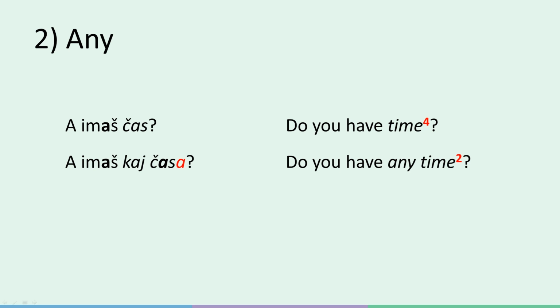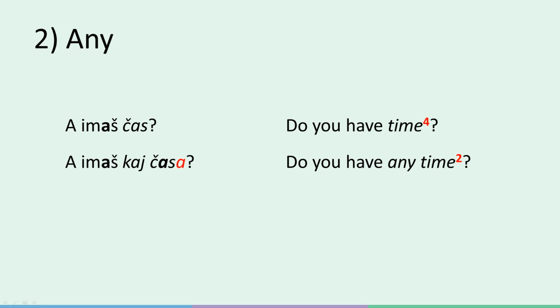However, in a imaš kaj časa, which translates as do you have any time, there's an additional a ending in čas, and you can see from the English sentence that the word time is then used in the second case or the genitive. Now the genitive is used, among other things, similar to the English of phrase. I know there's no of in the phrase any time, but think of the English a lot of, as in a lot of time. That's the genitive in Slovene. But asking a question with any also requires the genitive in Slovene, and that's why we have časa instead of čas.